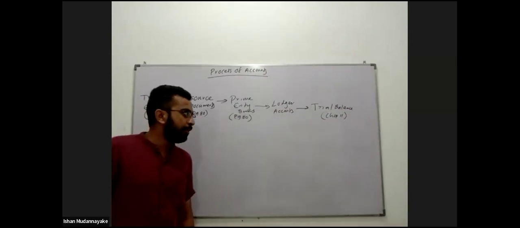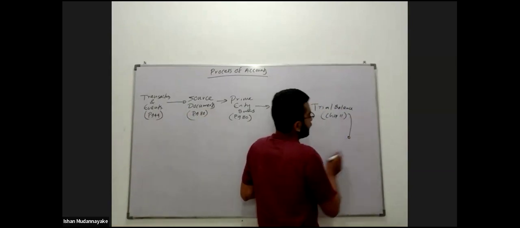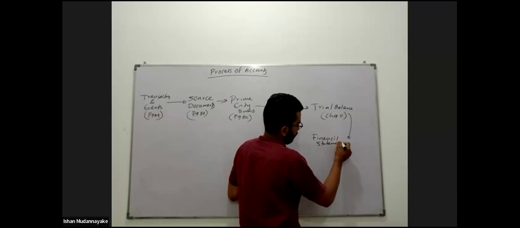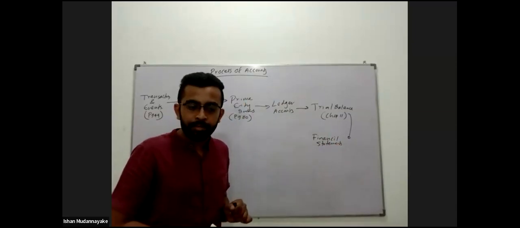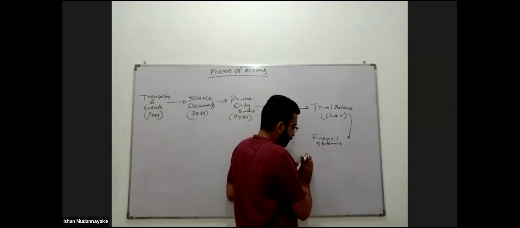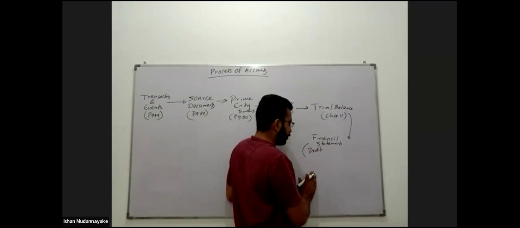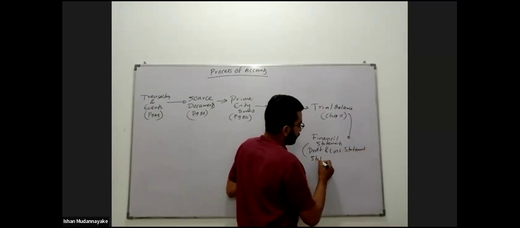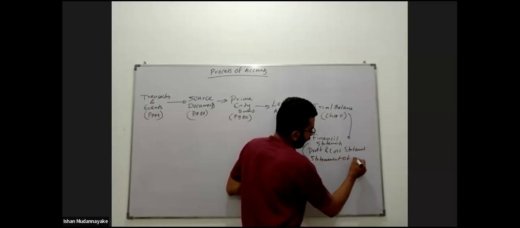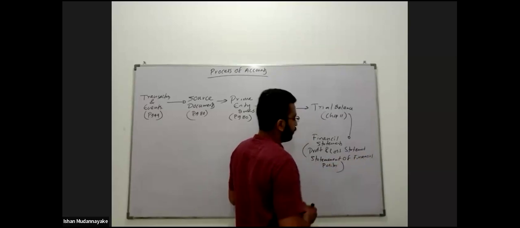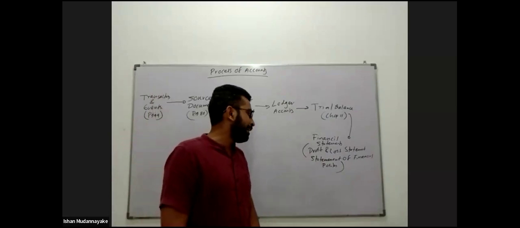After preparing the trial balance, the next step is the preparation of financial statements. What are the financial statements? In Grade 11, we discuss the profit and loss statement and the statement of financial position. Write down: financial statements, profit and loss statement, and statement of financial position.